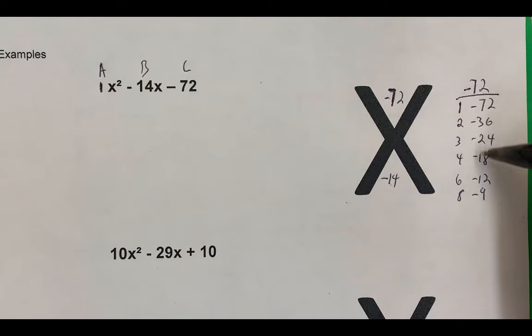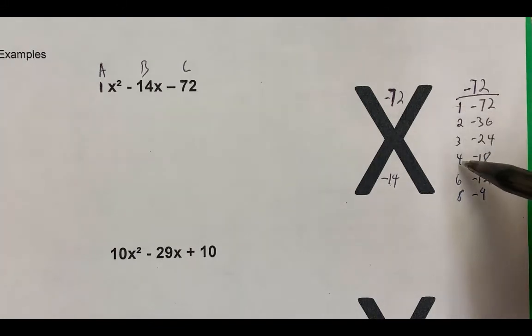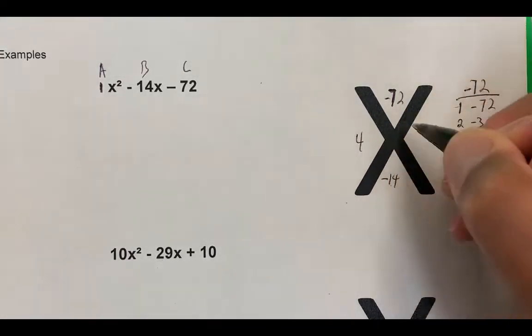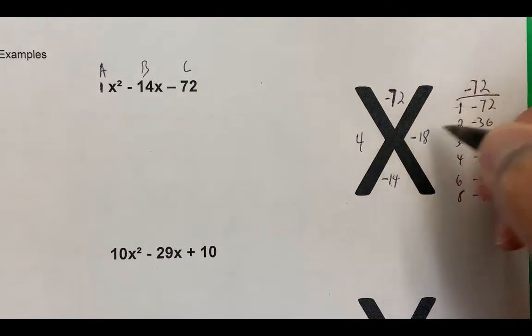And then I just have to find the pair here that adds up to negative 14. And what's nice about adding these negative signs is I can see pretty quick. No, no, no. Oh, positive 4, minus 18, negative 14. So we end up with 4 and negative 18, okay?